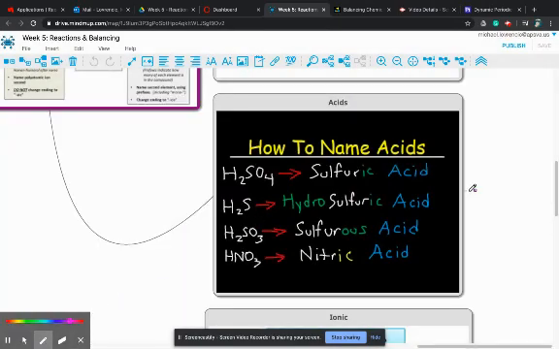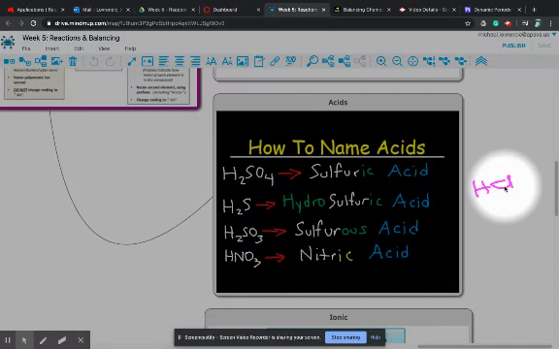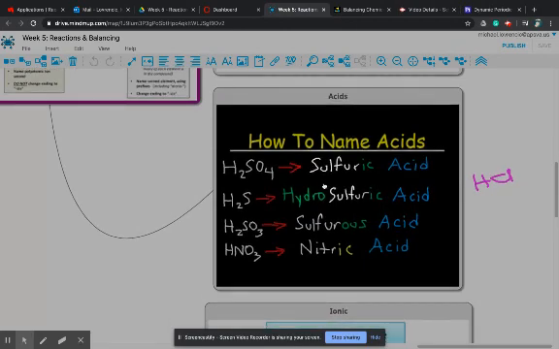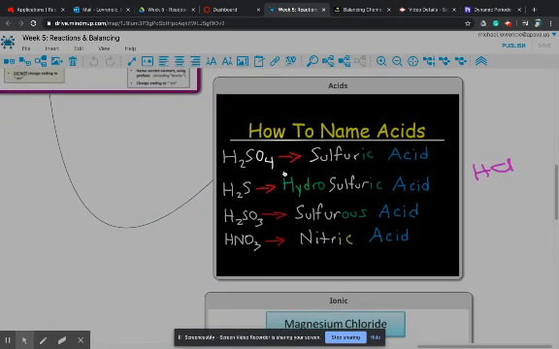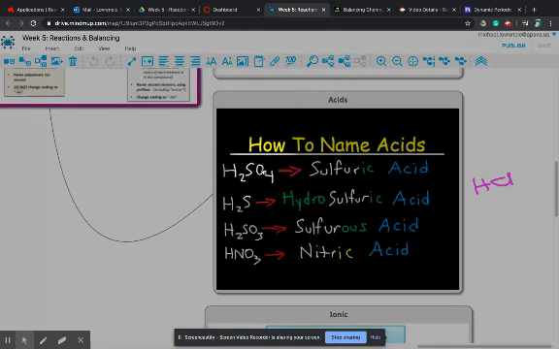Okay, HCl would be hydro. Right? So if we had HCl, right, HCl would be hydro. The root of the element, chlorine, is CHLOR, so hydrochloric, and then the word acid. If you have a ternary acid, so if you have an acid that has 3 or more elements, it contains a polyatomic ion. The name of the acid is derived from the polyatomic ion.